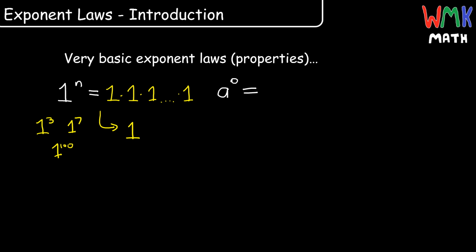Finally, we have a to the 0. What the heck does that equal to? What can we think of a to the 0? Remember, exponent means that we multiply the base a couple of times. Note, multiply. But if we have 0, that means we are technically multiplying nothing. It means that we have just the identity.